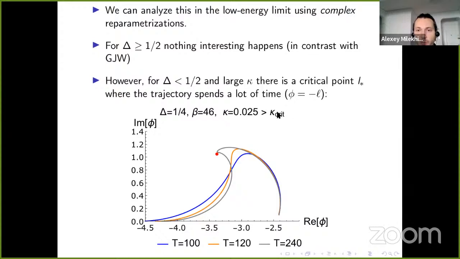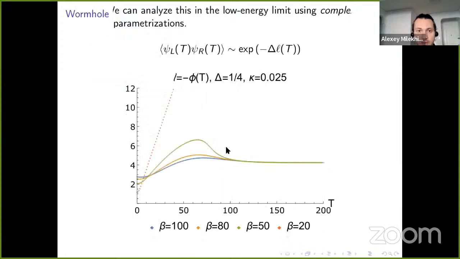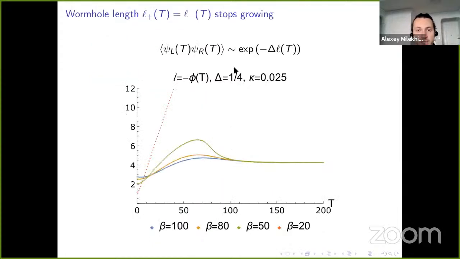If you quench kappa and kappa is small, your trajectories will run away to infinity. But if kappa is large, then you will spend a lot of time near the saddle point. And for example, you can study the behavior of this two-point function. As I mentioned before, there is a one-to-one correspondence between correlation functions and the solutions for L. So here I plot L as a function of time for different initial temperatures.